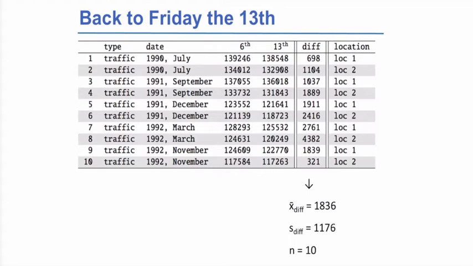So we do all of this. We do the differences, we find all the differences, and we plug them into our calculators and get an X bar of 1836 and an S of 1176, and our N is equal to 10. We're going to assume that this can be considered a random sample of differences.